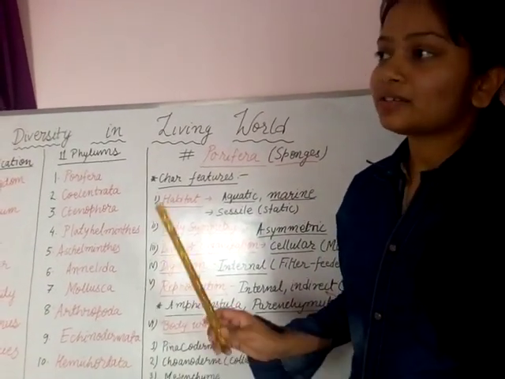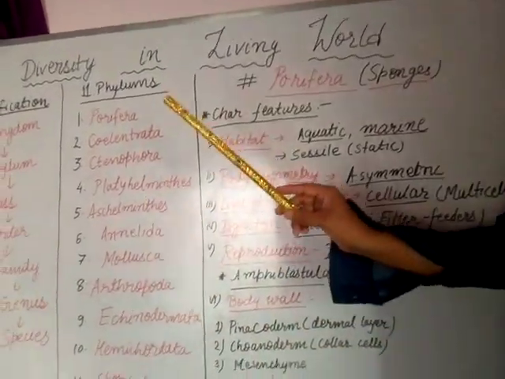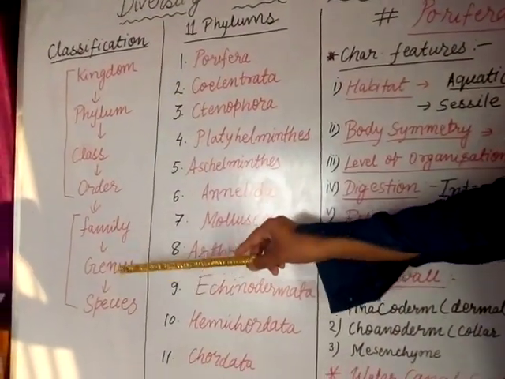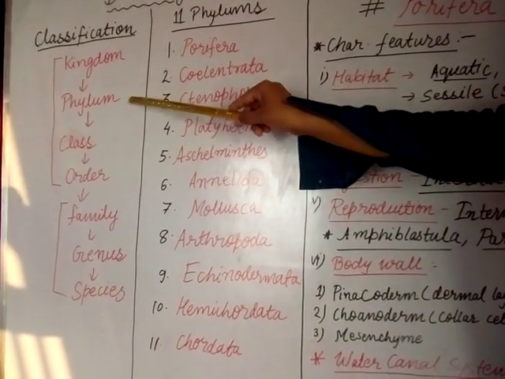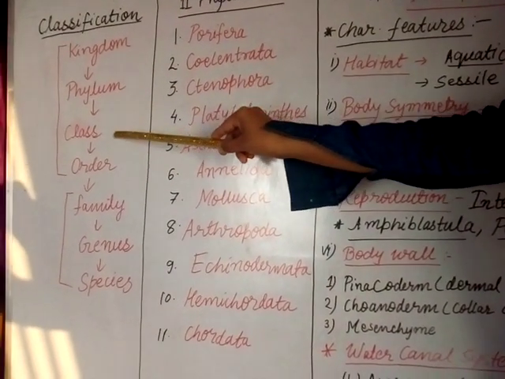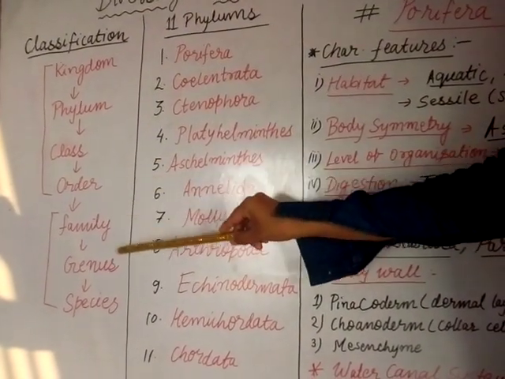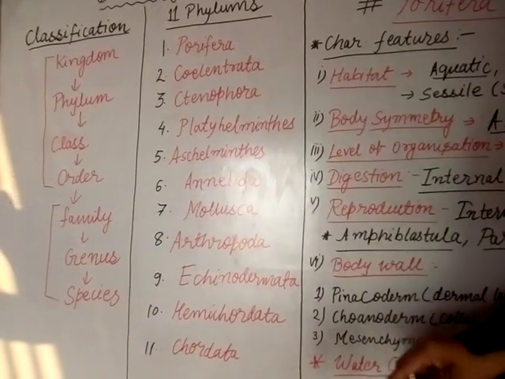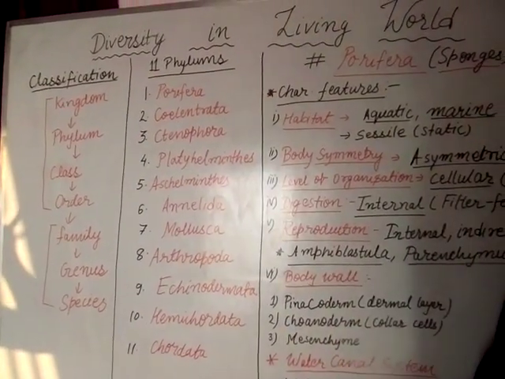For classifying any living organism, it is needed to classify them systematically. So this systematic order is, first we have to write the kingdom, then the phylum, then the class, order, family, genus and species. You have to remember this order, because if you do not know the order of how to classify an organism, you will get no marks.